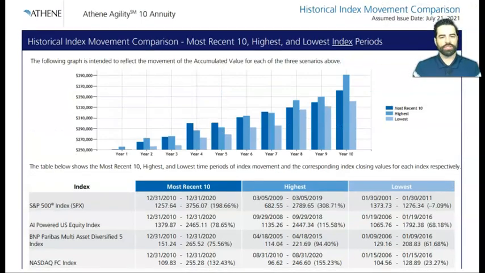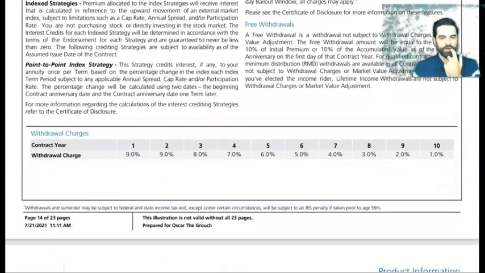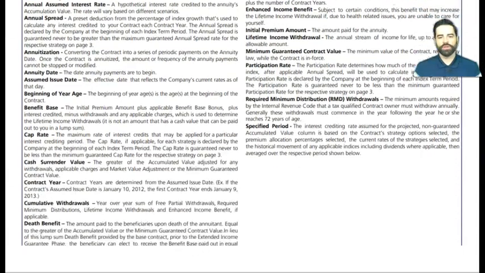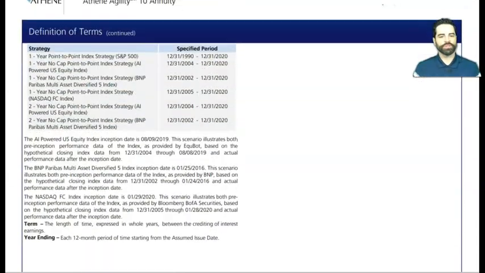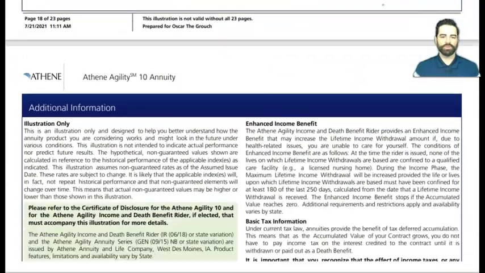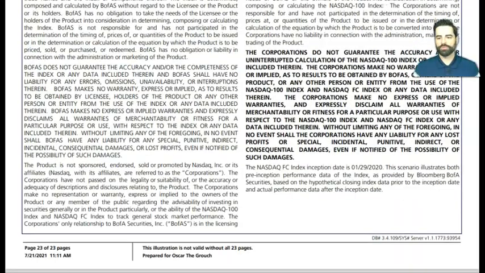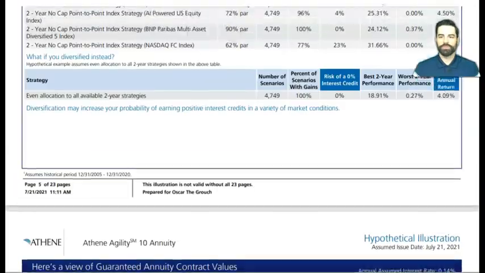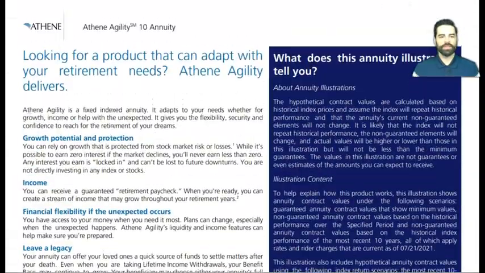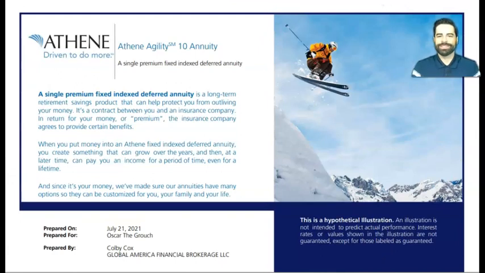The rest of the illustration is a lot of definitions, talks about market value adjustment, talks about the different strategies, the different waivers, and so that's pretty much it. Very simple to explain, very straightforward, a lot of disclosures and disclaimers, but that's pretty much the Athene Agility 10, and the 7 is going to be very similar in illustration, okay? But again, it's just a few of those different strategies and waiting periods that are the difference. And that's the Athene Agility 7 and 10.